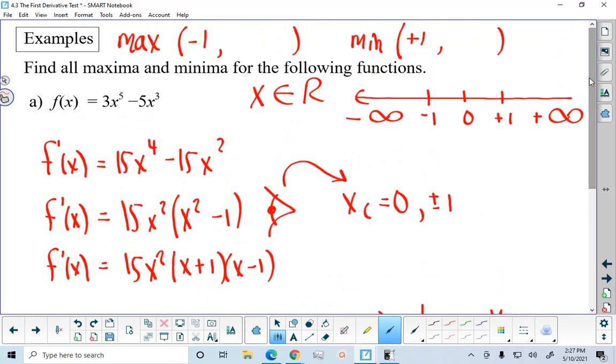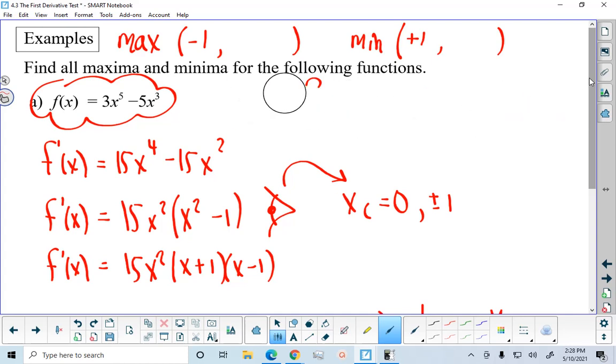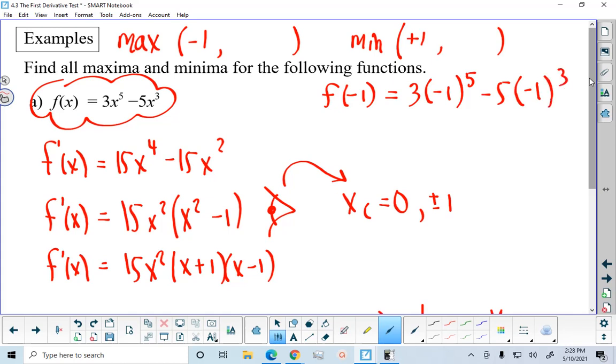And now we find the y coordinate. And you find the y coordinate by using this function. So you put negative 1 in for x, and then you put positive 1 in for x. When you put negative 1 in for x, I'm just going to give myself a bit of workspace here. I'm sure most of you don't need to write this down, but I don't want to leave anybody behind here. You're going to get negative 3 plus 5. You're going to get 2.